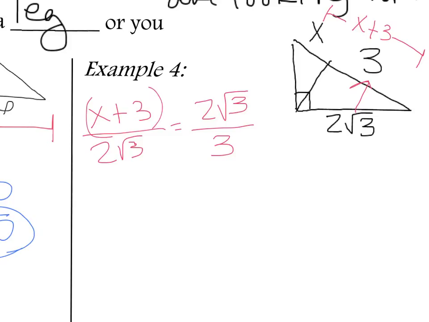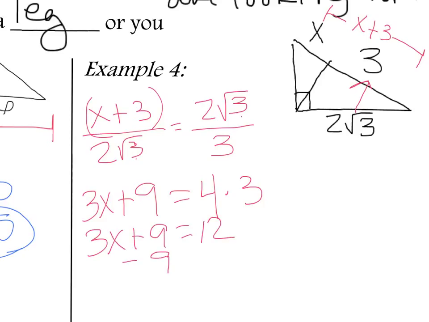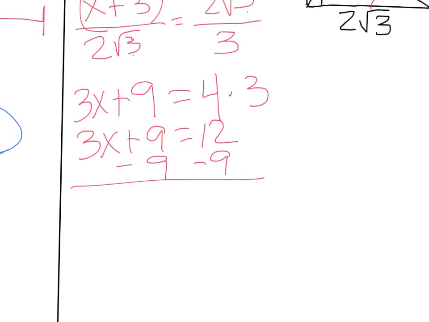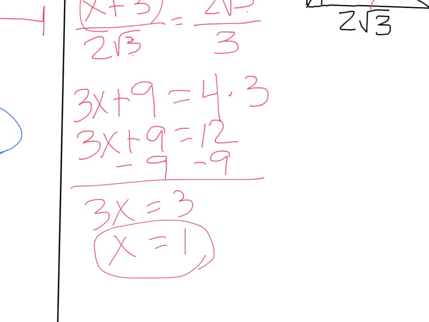Don't forget to distribute. So I have 3x plus 9 is equal to 2 times 2 is 4 times the square root of 3 times the square root of 3, which is just 3. All that for 1. Good. X is equal to 1. And you should never miss an algebra problem, because you can always go and plug it back in and make sure that it works.